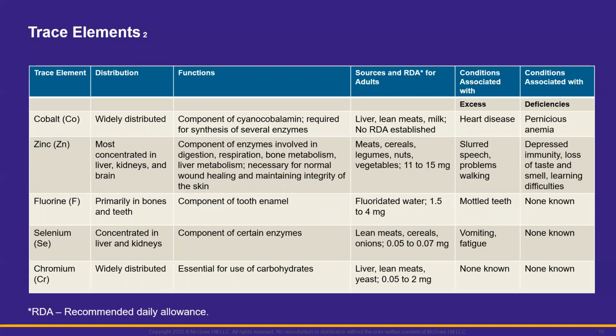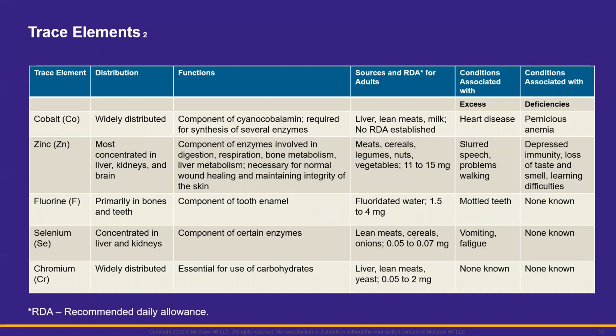Fluorine, primarily in bones and teeth, component of tooth enamel. Source: fluoridated water, 1.5 to 4 milligrams per day. Excess can cause mottled teeth. Deficiency unknown. Selenium, concentrated in liver and kidney, component of certain enzymes.